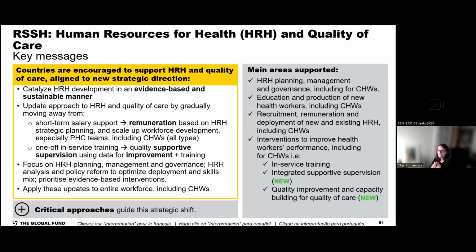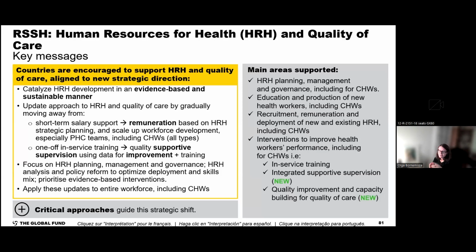As I was saying, we'd like it to be more evidence-based. So there's also this focus on HRH planning, management, and governance, because we need the HRH analysis to be done to inform the policy reforms, because the ultimate aim is to try to optimize the deployment and the skills mix of the human resources for health in the country. And of course, we want to prioritize evidence-based intervention. Just to flag that all of these updates apply to the entire workforce, including community health workers.